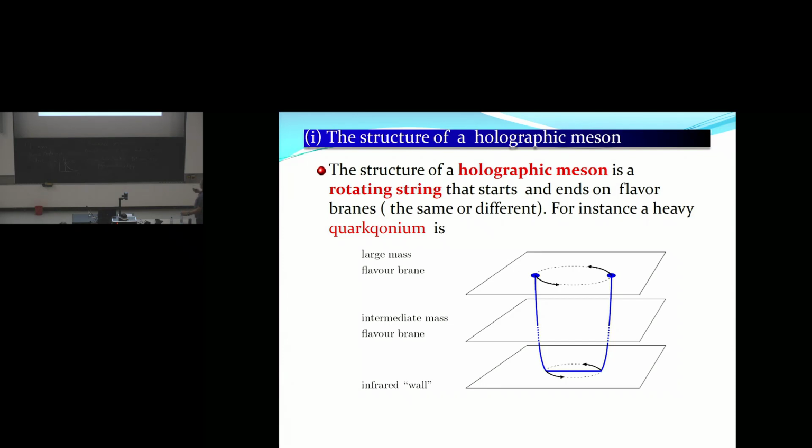This is in the model of a probe flavor brane. So you have a string, for instance, this will be heavy quarkonium. It starts from this heavy flavor brane, and it goes down, it flattens, it comes up. The flattening is related to this confining behavior. In principle, we can describe this object also in this holographic curved background, but it's quite complicated.